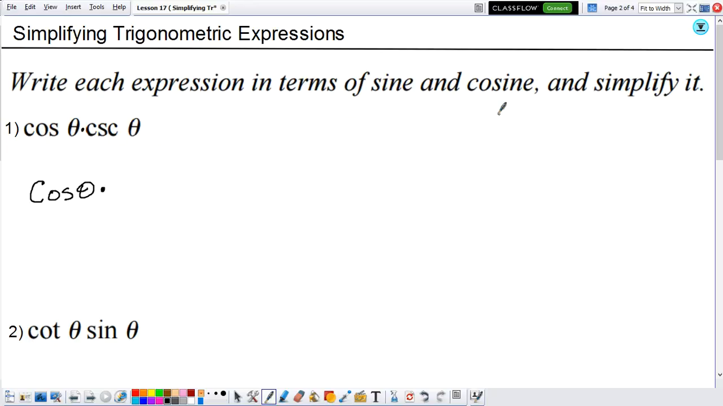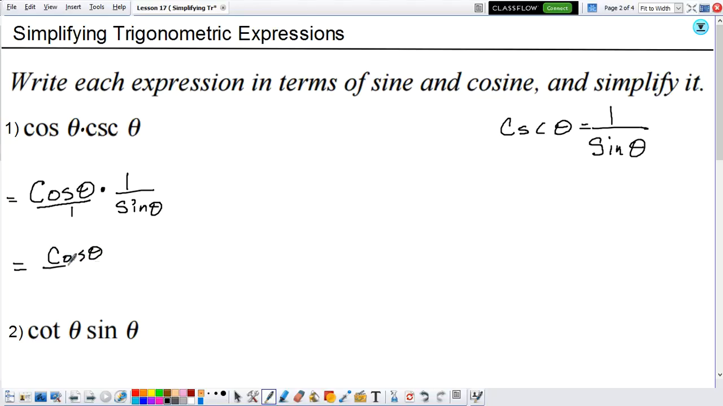But remember your trig identities. We know that cosecant is equal to 1 over sine. So that means that we can replace cosecant with 1 over sine in our expression here. So now all we did is we rewrote the original expression in terms of sine and cosine. Now we multiply this. If it helps, you can remember there's an imaginary 1 there. So now we have cosine times 1, which is cosine. 1 times sine equals sine. So now we have cosine divided by sine.